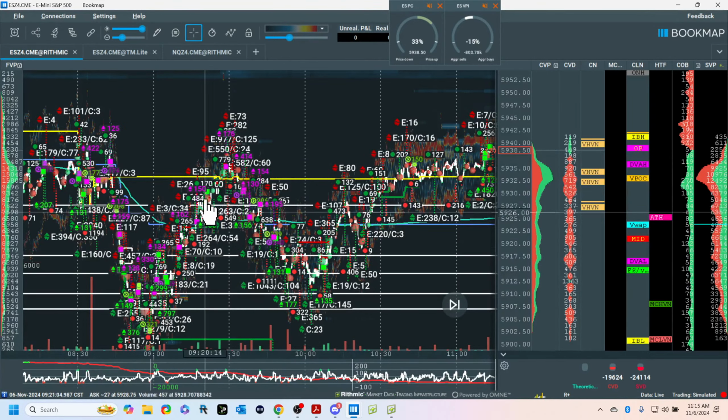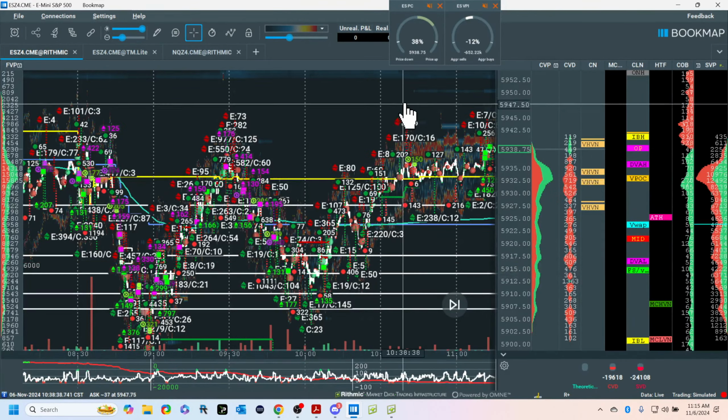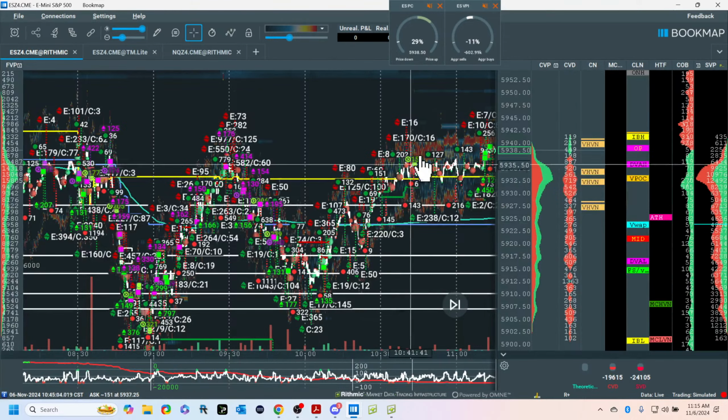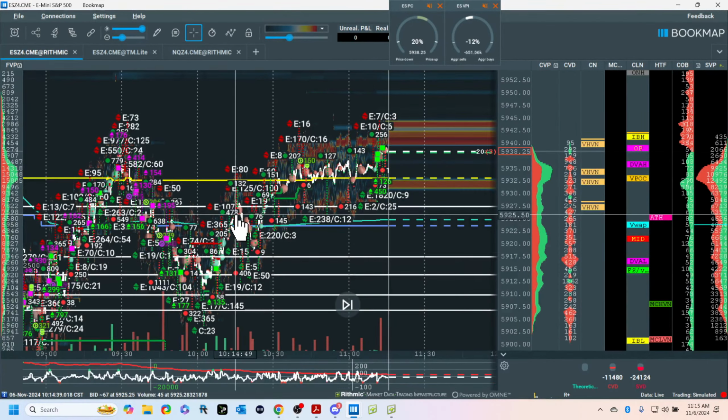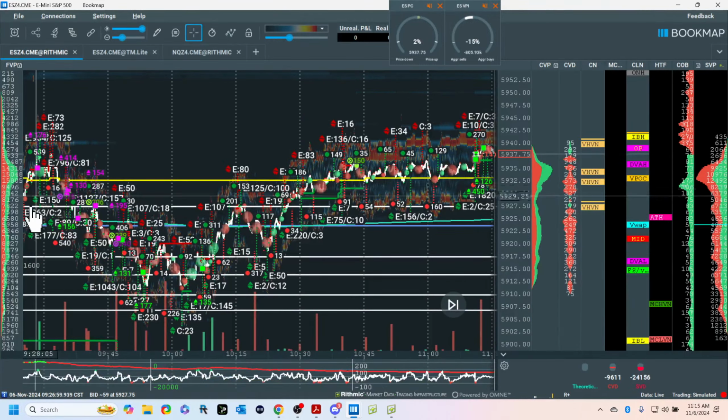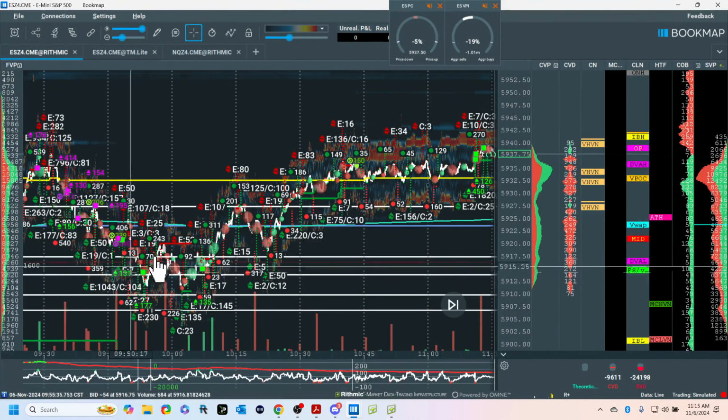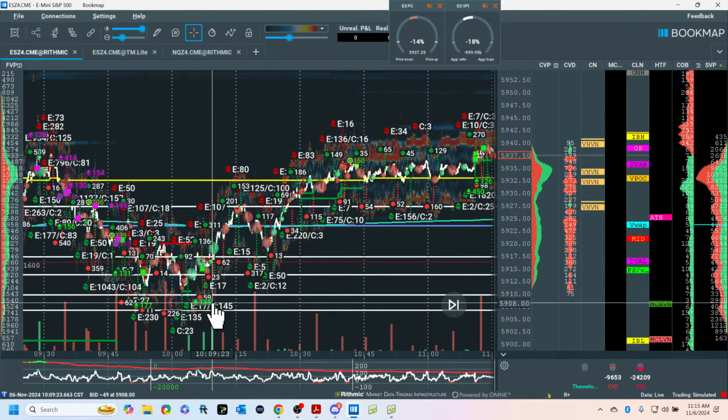So this long was good back to here. We came out here, I think. I don't remember if this was a long back to here, going for the high of the day. Yeah, it was. And then there was another long somewhere. I don't remember. But there was a stop in here also. So that's the trade. So there don't have to be a lot of trades.